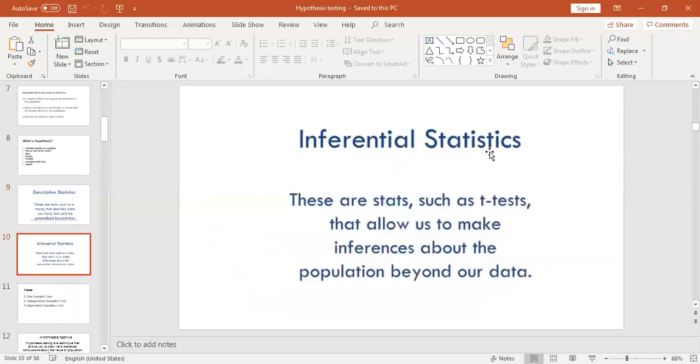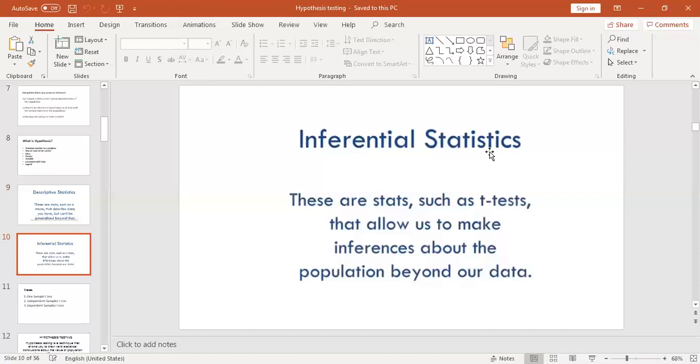When it comes to inferential statistics, these are statistics such as the t-test that allow us to make inferences about the population beyond our data. So based on these particular statistical techniques, based on inferential statistics, for example, the t-test is one of the inferential statistics.